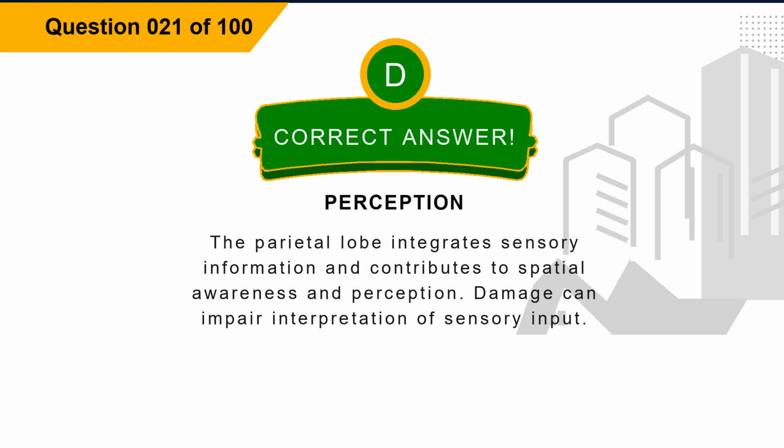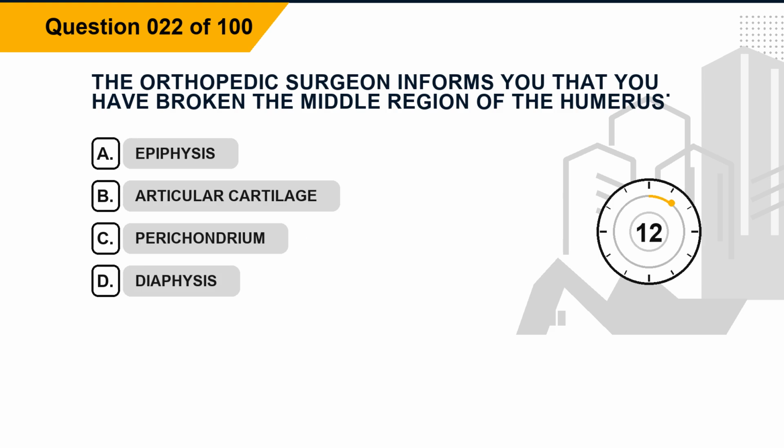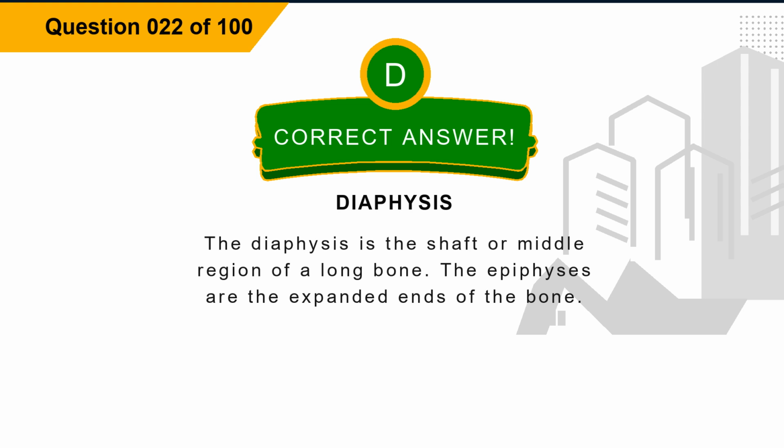Explanation. The parietal lobe integrates sensory information and contributes to spatial awareness and perception. Damage can impair interpretation of sensory input. Question 22. The orthopedic surgeon informs you that you have broken the middle region of the humerus. Option A, epiphysis. Option B, articular cartilage. Option C, perichondrium. Option D, diaphysis. The correct answer is option D, diaphysis.